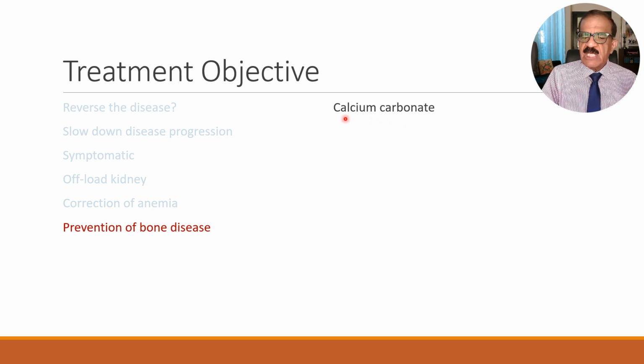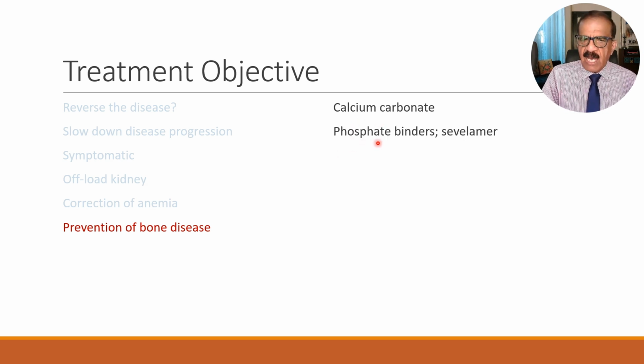Since calcium has more affinity for phosphate, calcium phosphate salt will be made, and that will be excreted through the stool. So by giving calcium carbonate in a relatively large dose, you have replaced calcium as well as removed phosphate. But this purpose will be served only if you give this drug with meals.